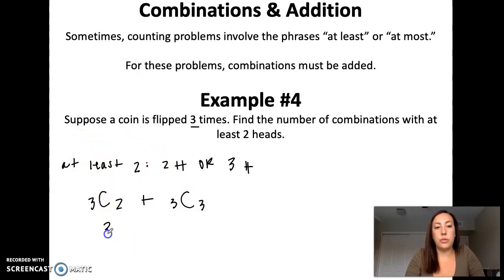So 3 choose 2 is 3. 3 choose 3 is 1. So there's a total of 4 different ways that we can get at least 2 heads.